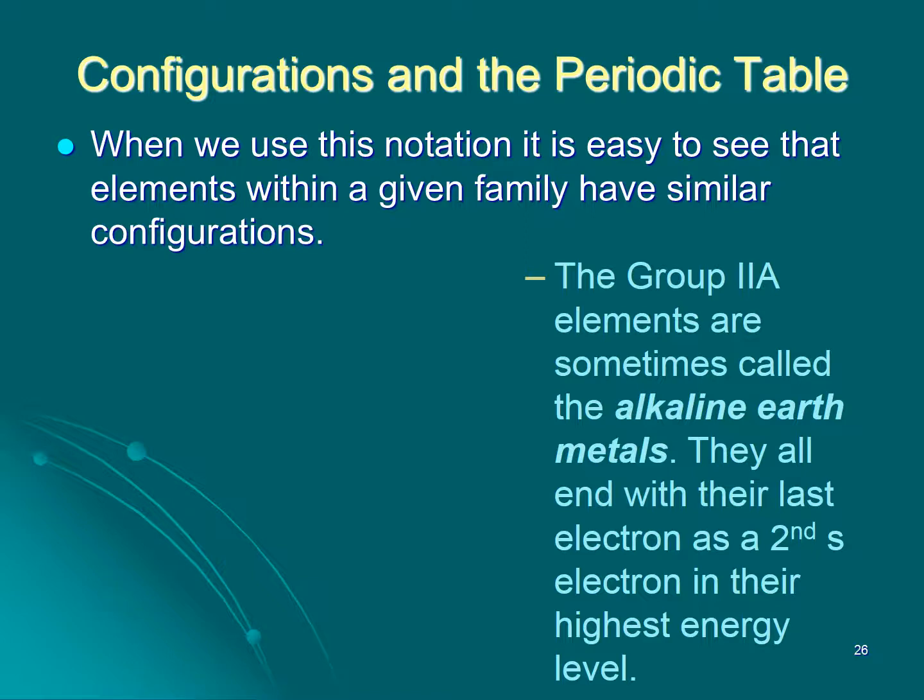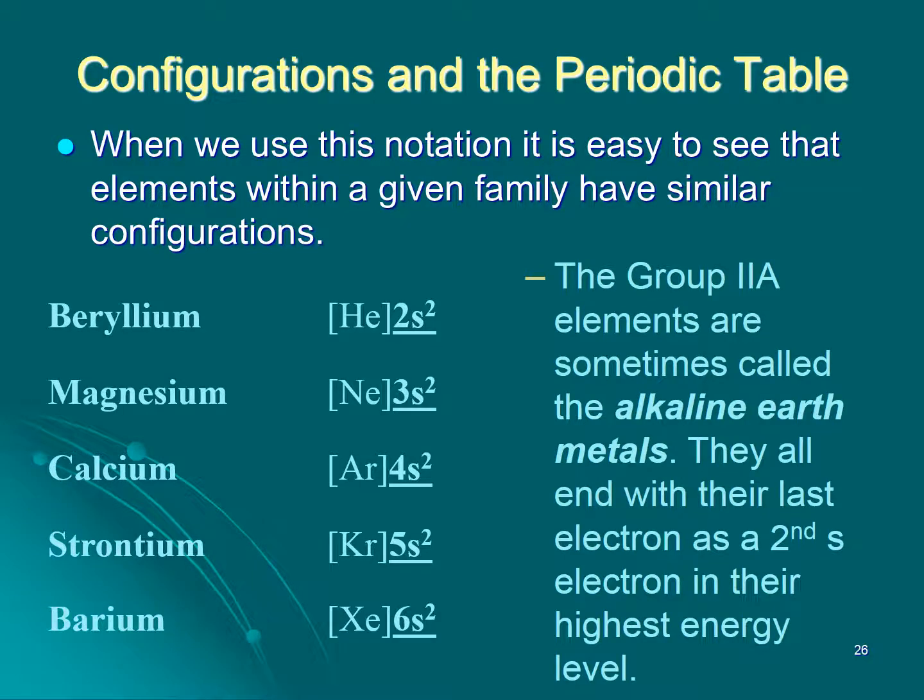Then what you can see is when we use this notation, they all end up with the same configuration at the end, and this is what explains why elements in the same column have similar properties. It's because they have a similar electron configuration. These are in their highest energy level. So you can see here beryllium ends with 2s2, magnesium ends with 3s2, calcium with 4s2, strontium with 5s2, and barium with 6s2. So these are all in group 2A, and notice that they all end with s2 in whatever level they're in.